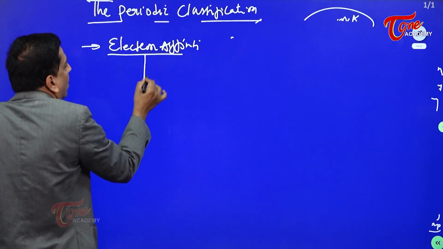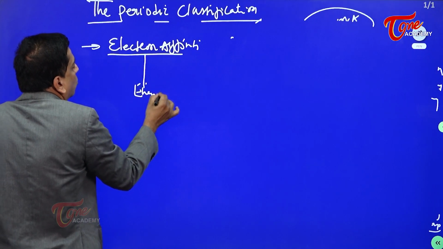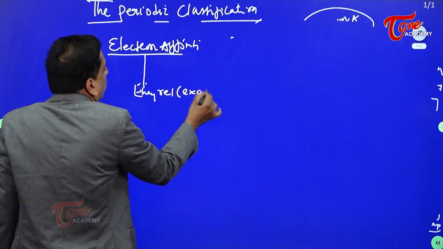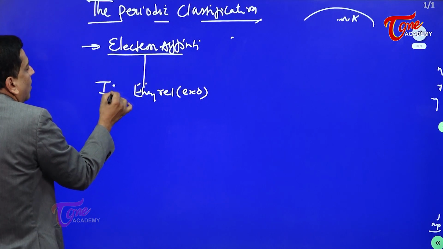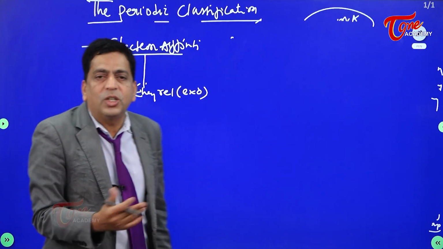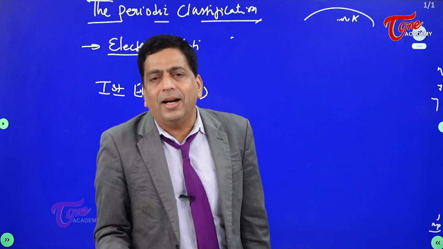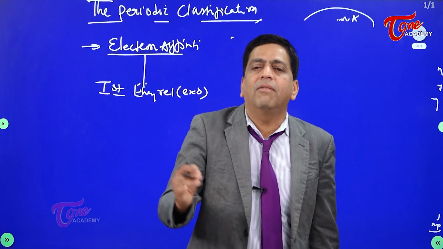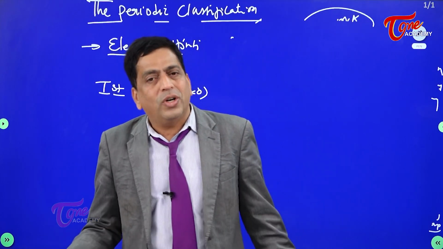This is nothing but energy released. So it's basically exothermic. So the first electron affinity is always what? Exothermic. The second electron affinity is always what? Endothermic. Third will be naturally endothermic. Right? What is electron affinity?